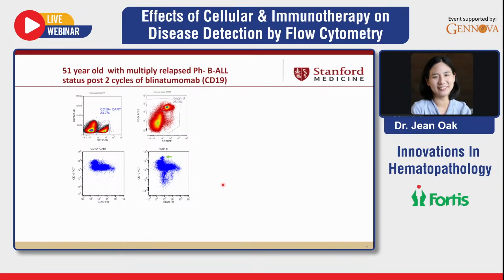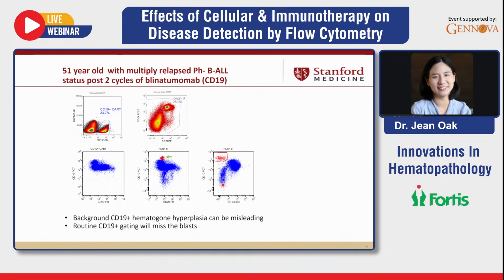What is that? If you highlighted that population and gated it, you actually notice that these are 19 negative blasts that were buried. One, it was missed by the 19 based gating, and two, it's buried within the hematogones. So again, using the 22-24 based gating is more important, although it may also have some caveats that we will discuss a little later.